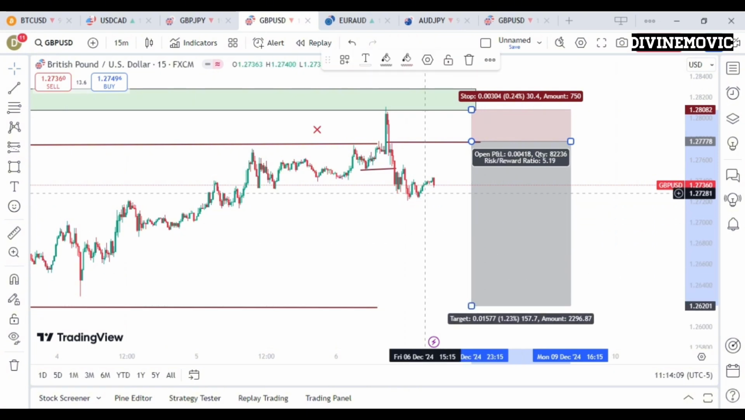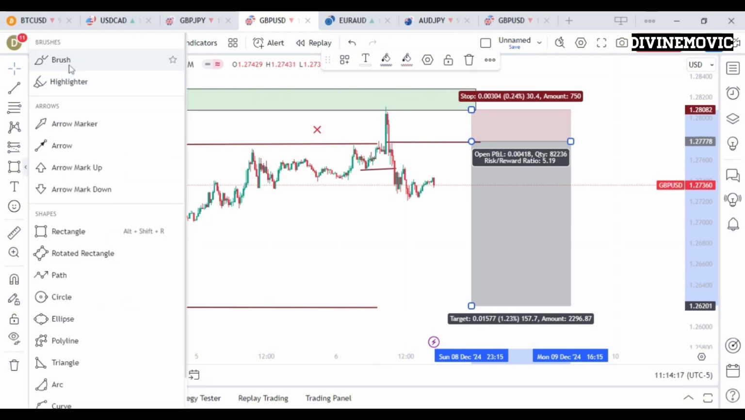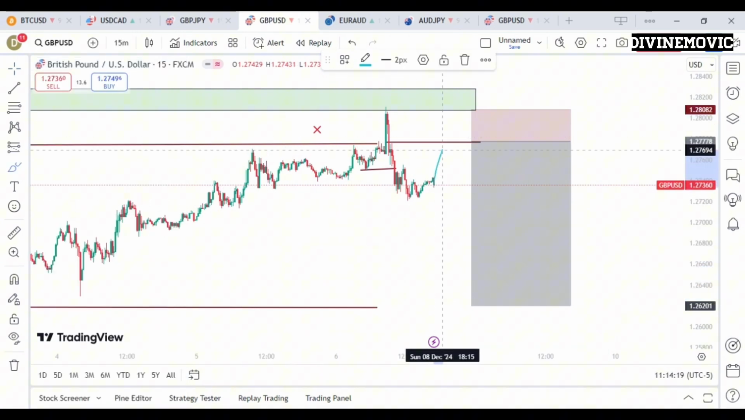We want to always sell if price opens tomorrow, buys to the upside and then sells to the downside like this. Buy to the upside and then sell.